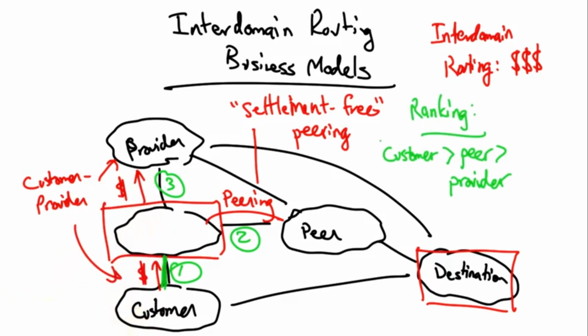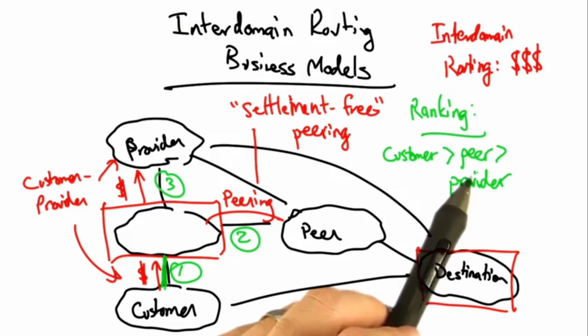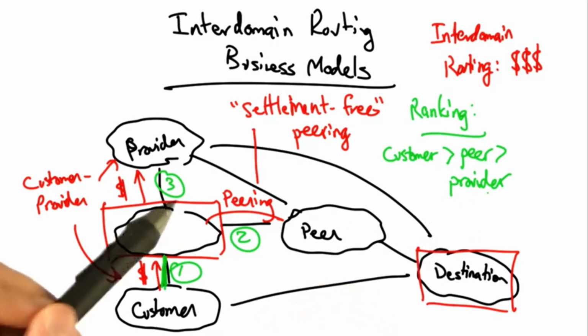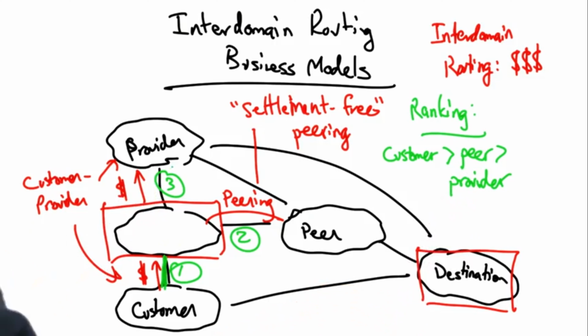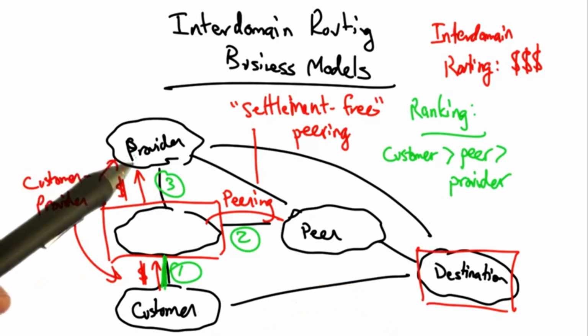This leads to the basic rules of preference in interdomain routing, where customer routes are preferred over peer routes, which are in turn preferred over provider routes.